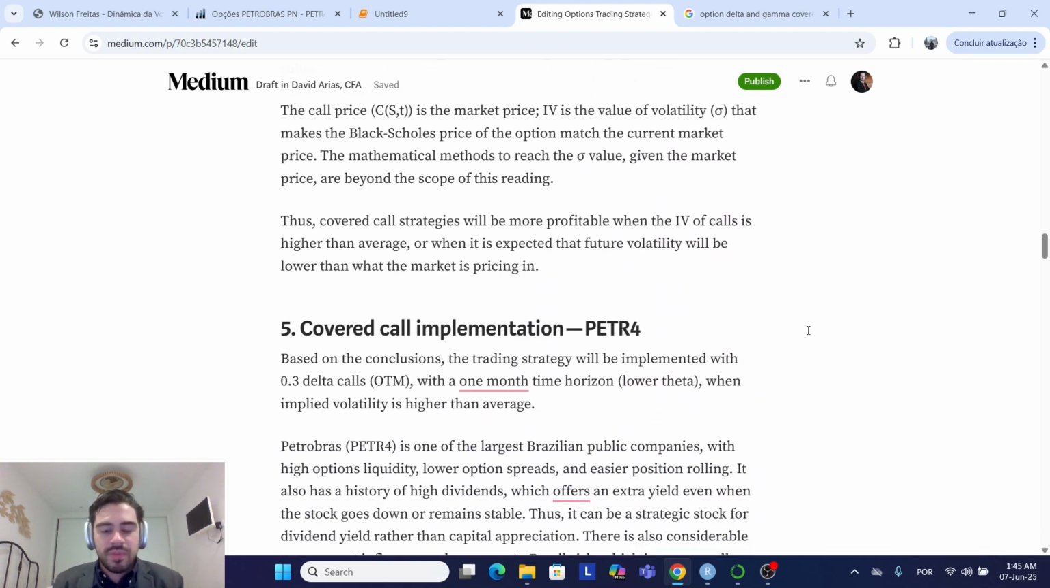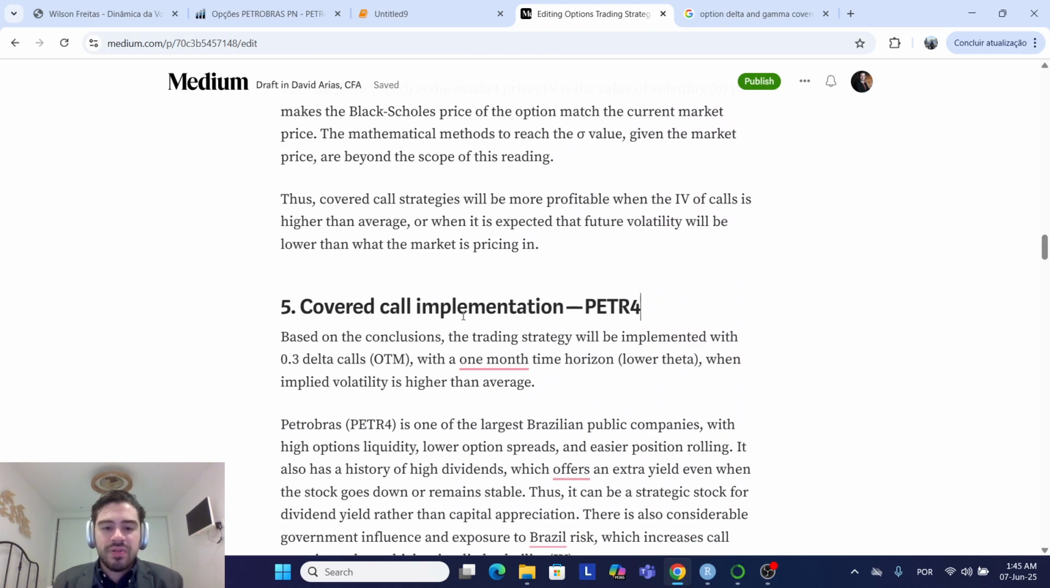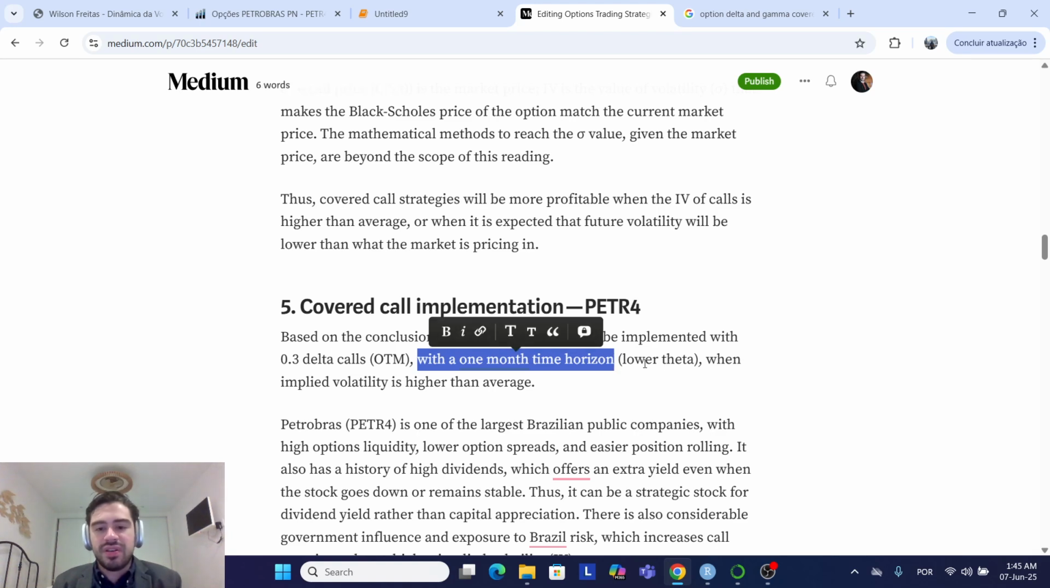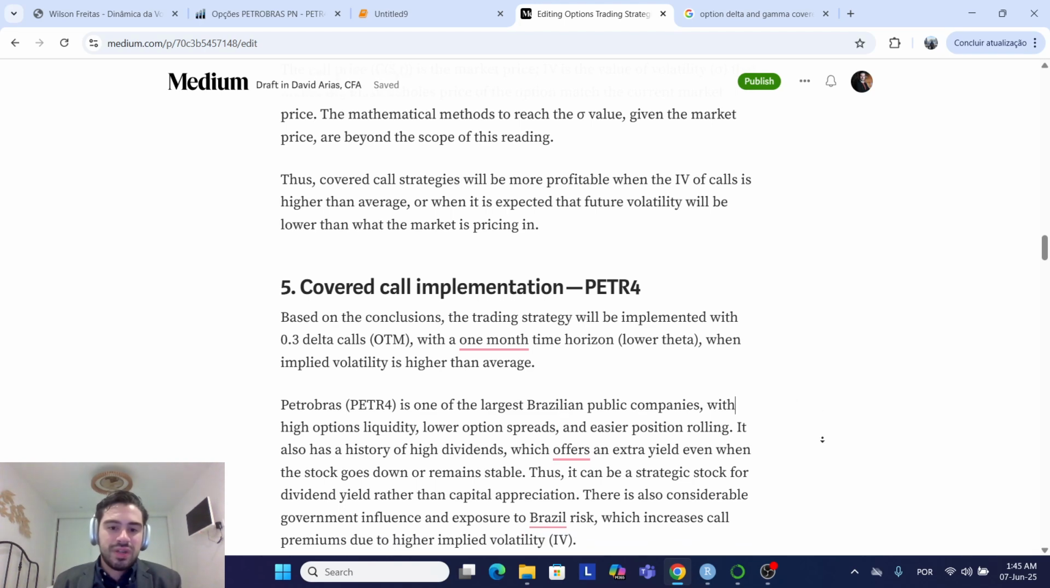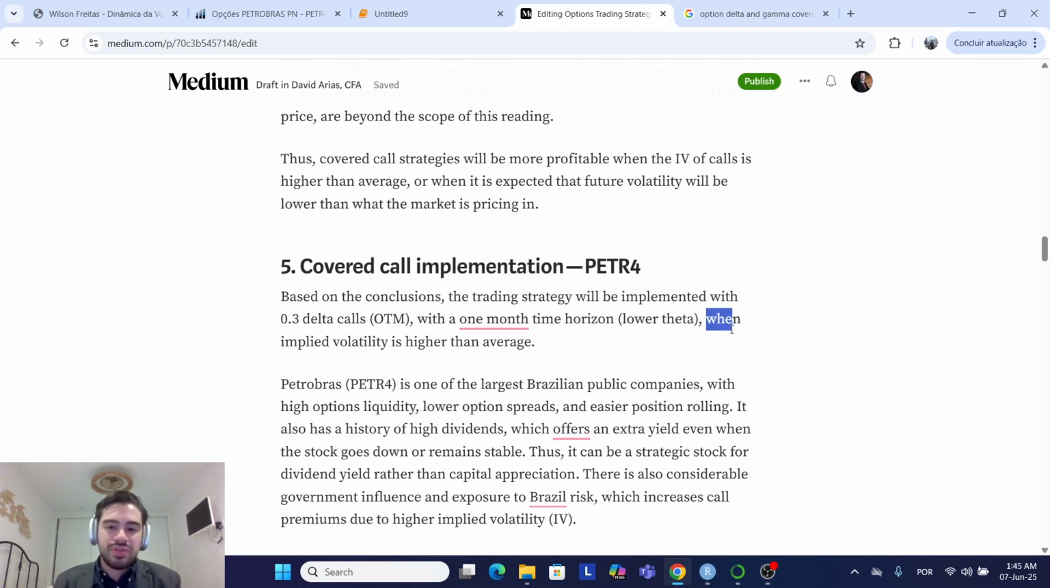So let's start with our implementation. Based on all that we have already seen, getting a 1 month time horizon can be a very nice strategy because the time decay will be higher. The option will decline in price faster. You have a more negative theta, but I'm selling the option, so I get positive theta. And I also want to sell it when the IV is higher than average.